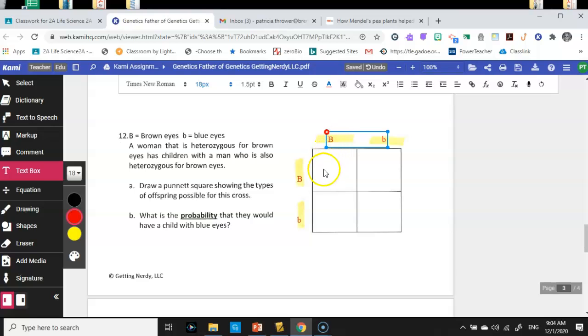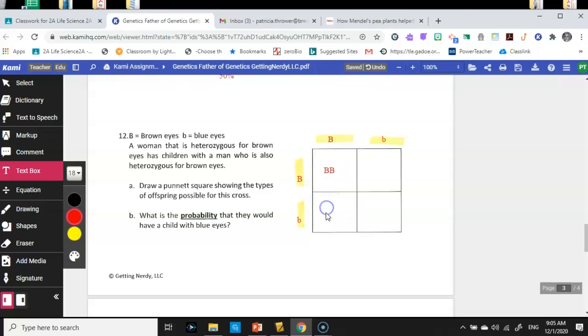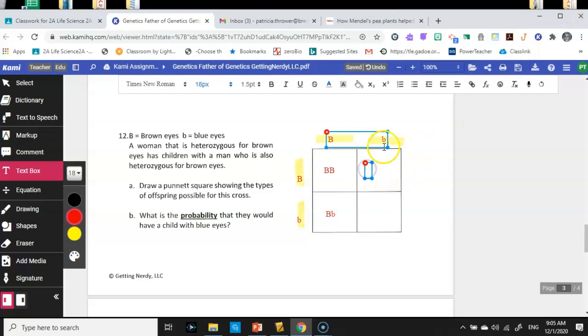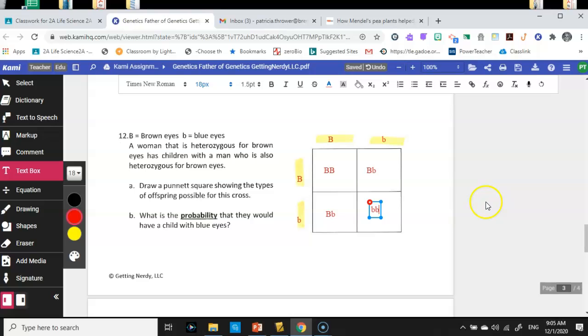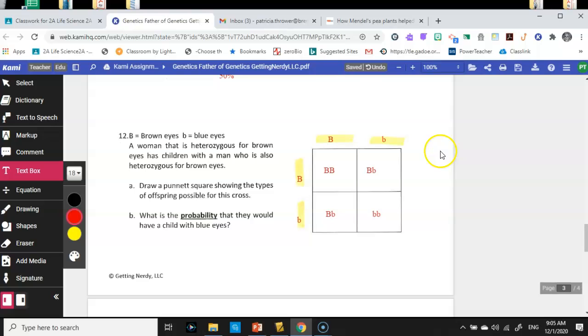Okay, so we're going to bring these down, of course, and these over. So this one right here would be capital B, or homozygous dominant. That would be heterozygous dominant. We're going to bring this one over since it's the capital big B. That would be heterozygous dominant. And these would be, okay, that one's going to be a little different, right?